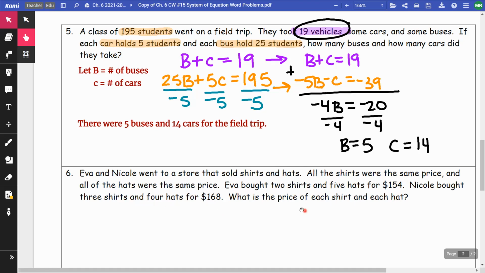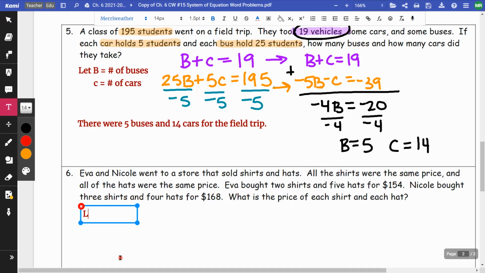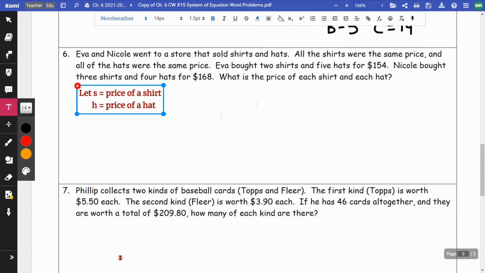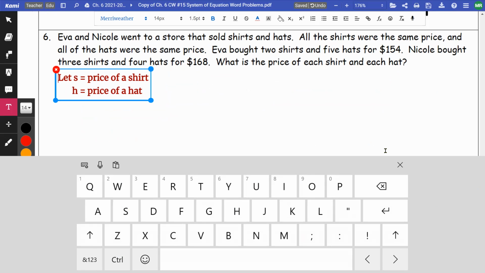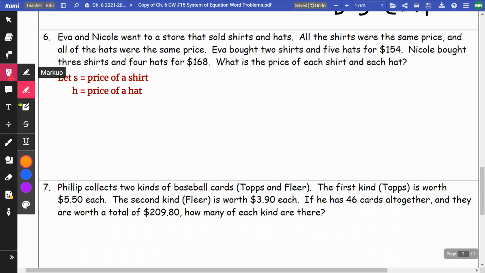That's going to be my variables, the price of a shirt, the price of a hat. So let S equal the price of a shirt, and H equal the price of a hat. So I'm going to write 2 equations. Okay, so one equation is going to be that 2 shirts and 5 hats cost $154.